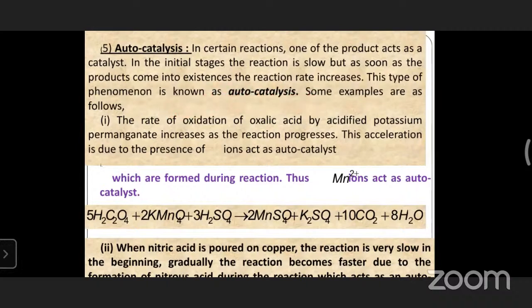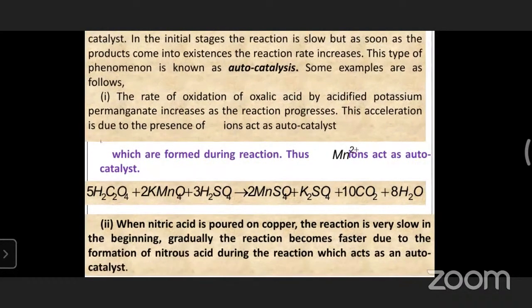So the reaction rate slowly increases because of the catalyst which is already included as a product in the same reaction. That is known as autocatalysis. Some of the examples are as follows. The rate of oxidation of oxalic acid by acidified potassium permanganate increases as the reaction progresses. The acceleration is due to the presence of Mn+2 ions, which act as an autocatalyst.